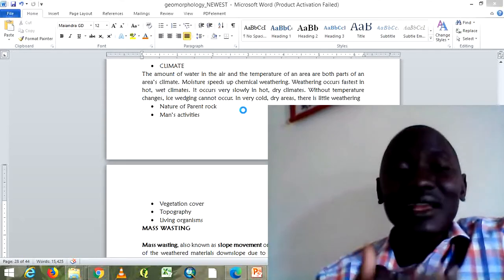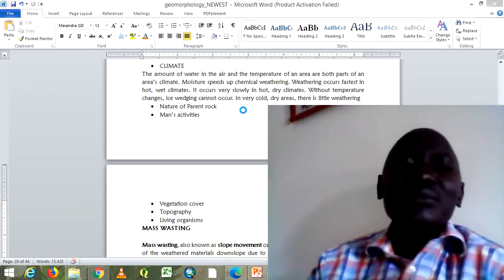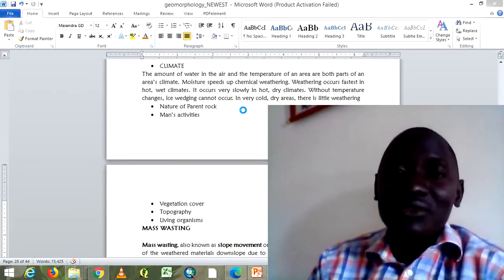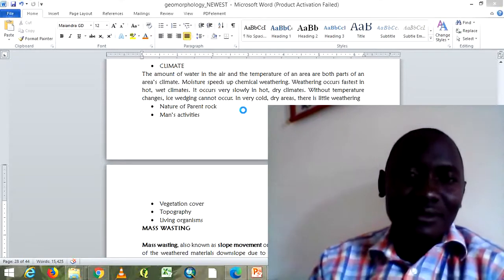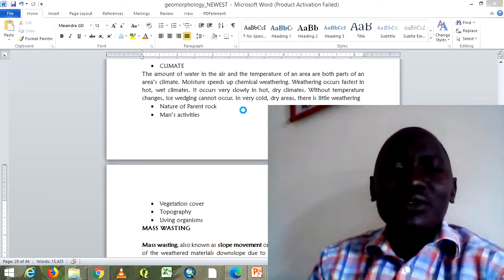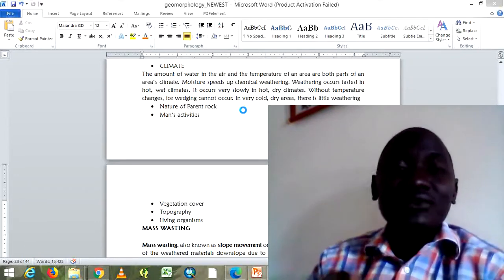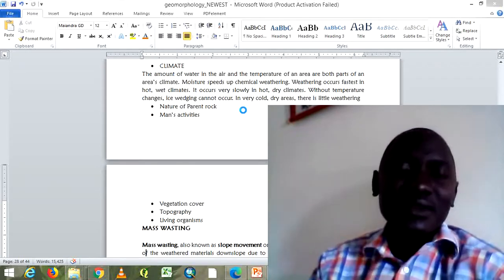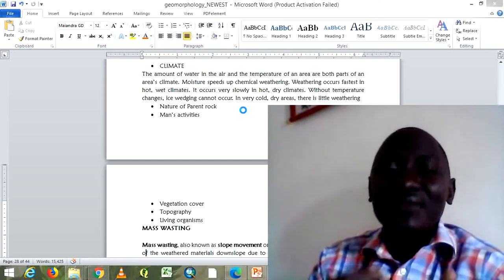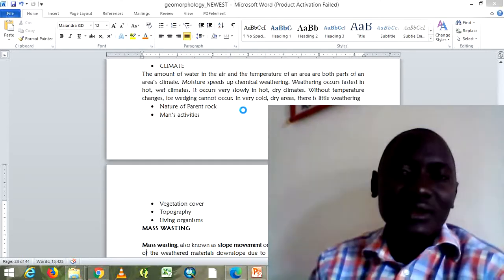So the same thing happens to rocks. Rocks which are resistant to erosion are not going to be easily broken down, whereas those which are soft are easily broken down. So we are talking about rock hardness. We talk about rock color, that dark colored rocks get heated so fast because they are absorbers of heat, and therefore eventually they disintegrate faster, whereas light colored rocks take long to get heated up because they reflect much of the heat, and therefore they take long to disintegrate.